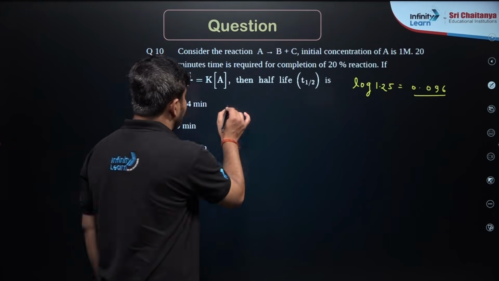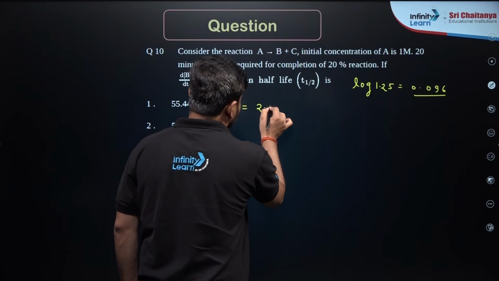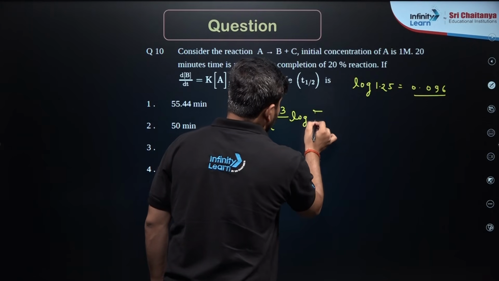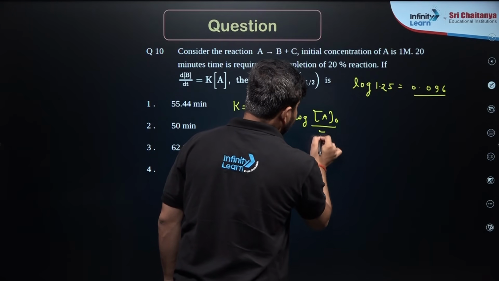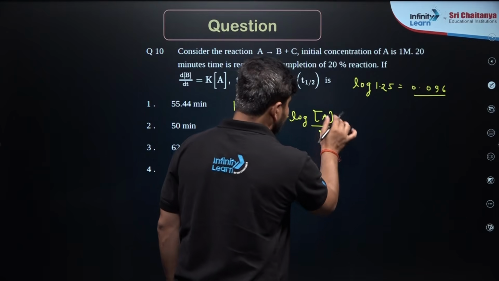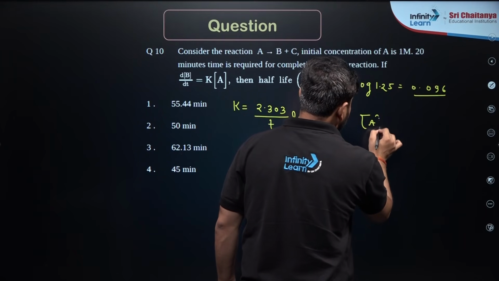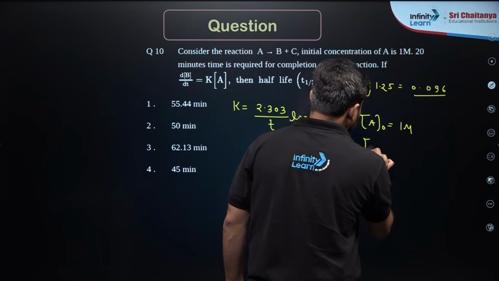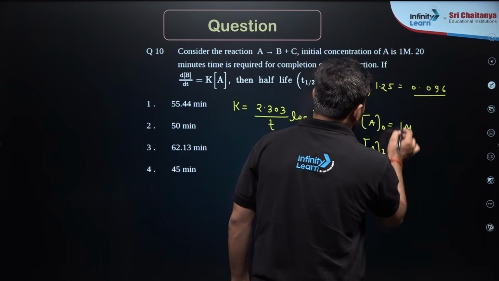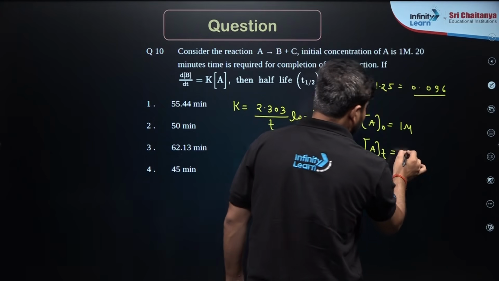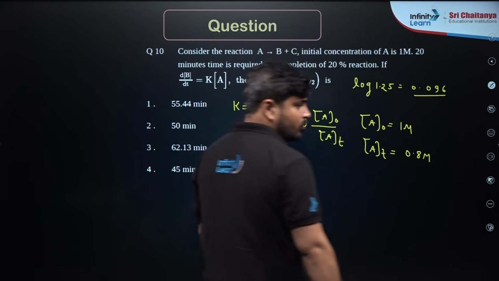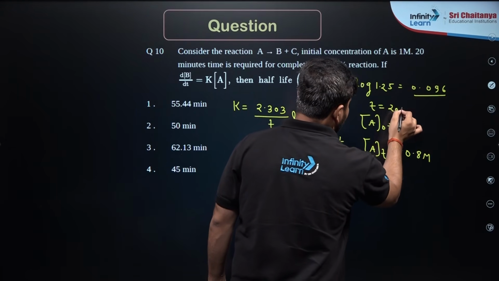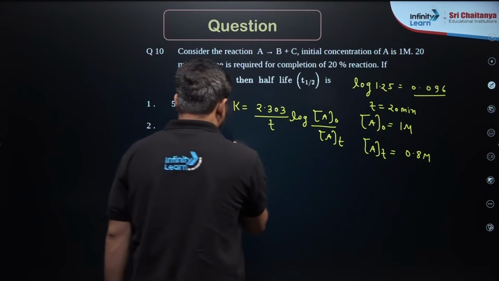In this question, how can we solve it? Here k equals 2.303 by t, log A naught by At. A naught is given as 1 M. For 20% completion, At will come 0.8 M. Now we just have to put in the values, and the time of 20 minutes is already given. So we just need to calculate K here.